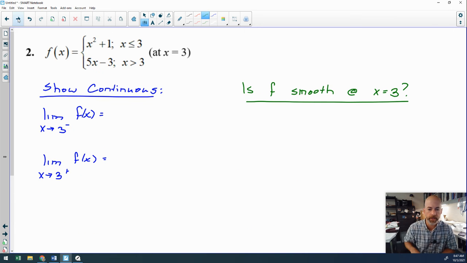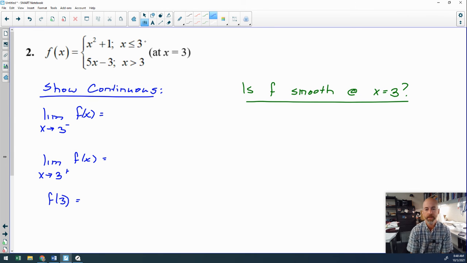Now let's look at another one. So number 2, x squared plus 1 for x is less than or equal to 3, 5x minus 3 for x is greater than 3. And so we want to first show that the function is continuous. So I'm going to look at the left and right sides of 3, and I forgot to do f of 3 also. Let me put that down here. And then I'll compare those to f of 3.